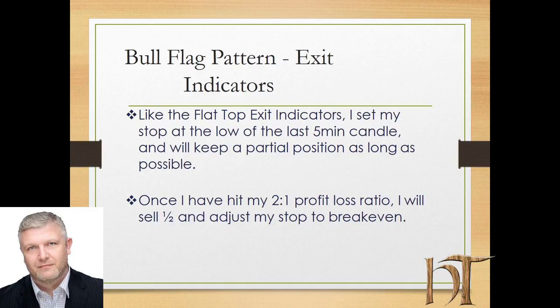Now, when do we get out? It's a good question. What's your exit indicator on a bull flag? Well, like the flat top, I set my stop at the low of the last 5 minute candle if I'm using a 5 minute chart, or the 1 minute candle if I'm using a 1 minute chart. So once I've started to hit my profit loss ratio of 2 to 1, even if I just have a 1 to 1, but I'm up 30 cents, I'll start locking in a little bit of profit, and I'll adjust my stop to break even.